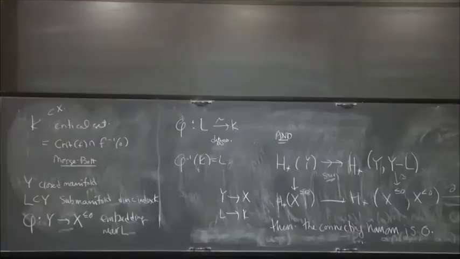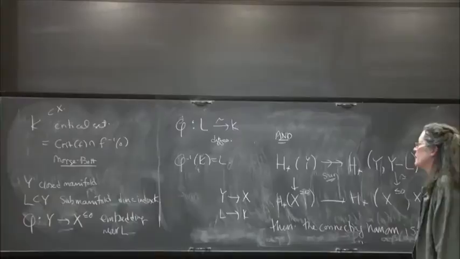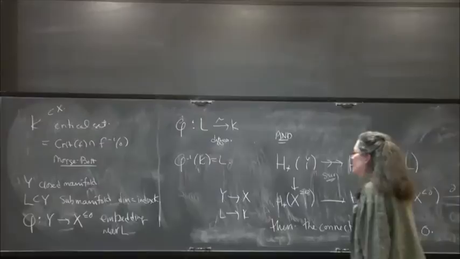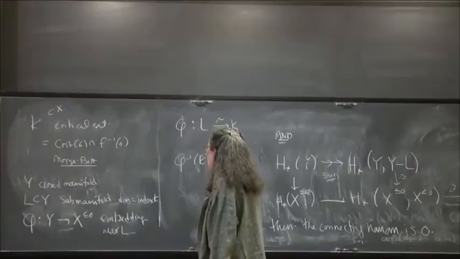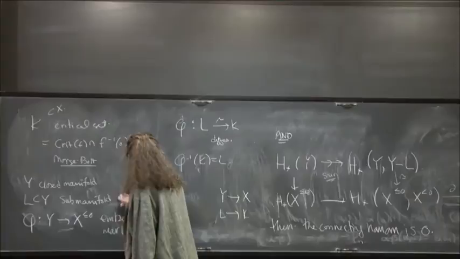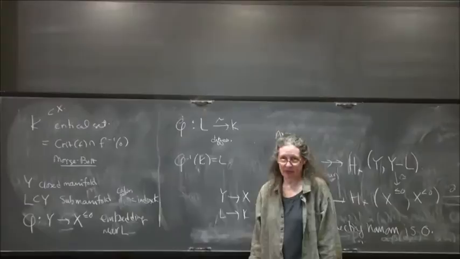Why couldn't you take Y equal to L? Maybe I wrote down the wrong dimension. The dimension is, oh, I should have said codimension, sorry. Yeah, this should be codimension. The codimension of L in Y is the index. Does that fix it? Yeah, sorry.